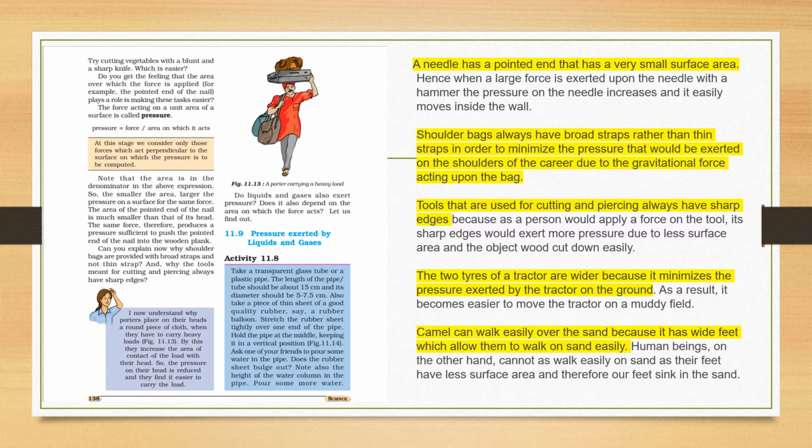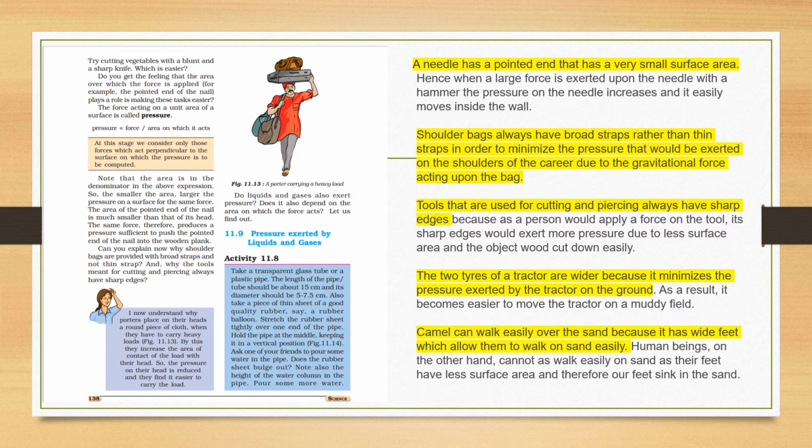One more example: when we are holding our school bags, they have broad straps. Why do they have broad straps? Because the pressure on the shoulders can be minimized. We know now that when we hold our bag, a gravitational force also works on it. So the pressure on our shoulder will be minimized. That's why the straps are broad.